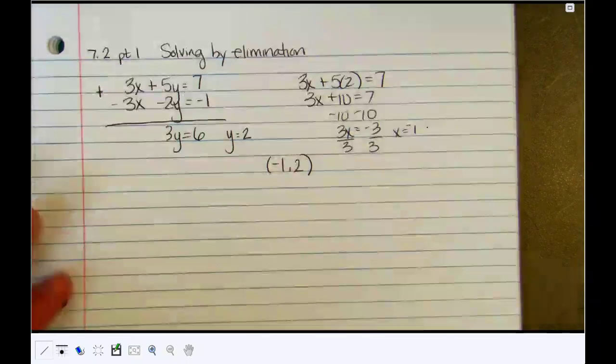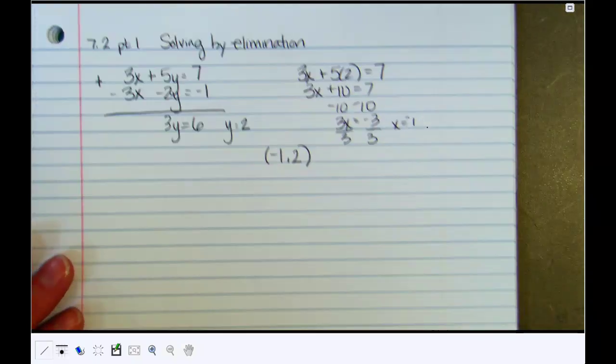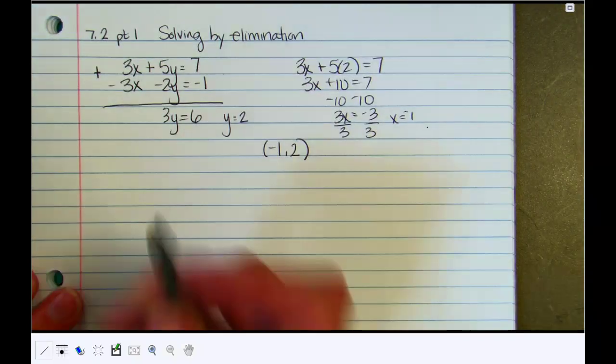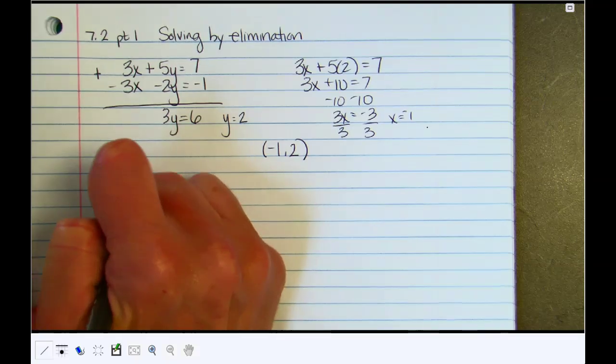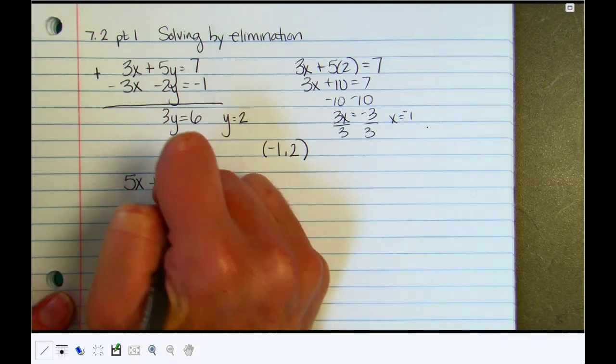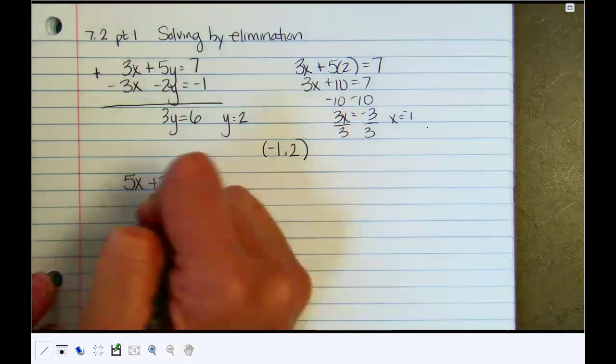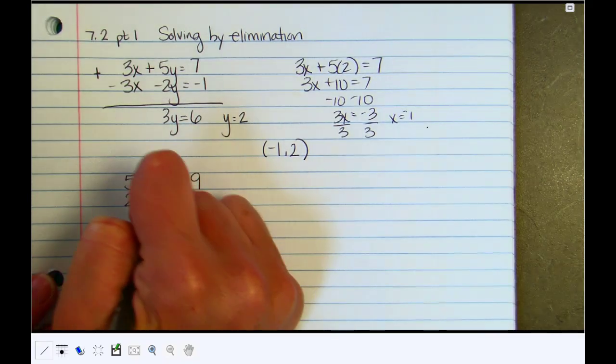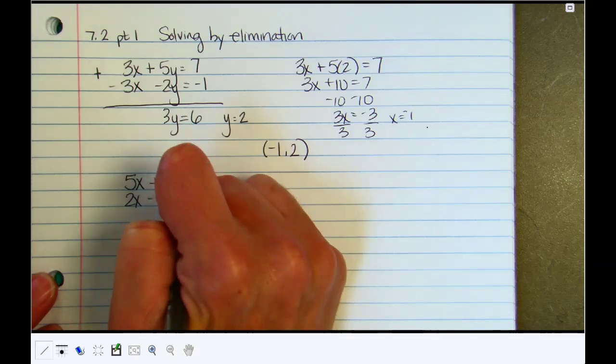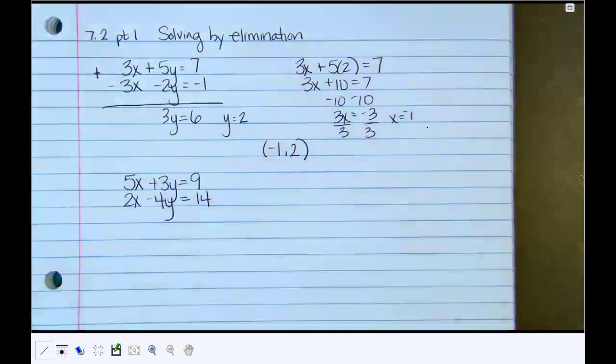Okay, now that's very, very basic. We are not going to be operating at that level, just so you know. That's just a reminder. Now the next system: plus 3y is equal to 9, and 2x minus 4y is equal to 14. Now this is less basic, because if I were to add them together right now, I would have 7x minus y equals 23. And I did not eliminate anything.